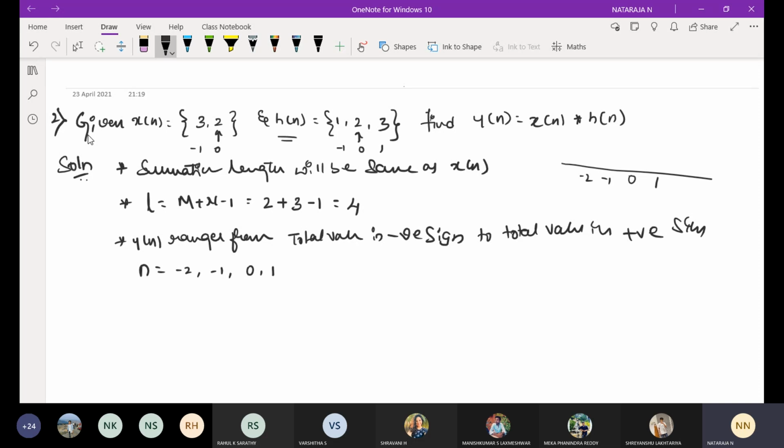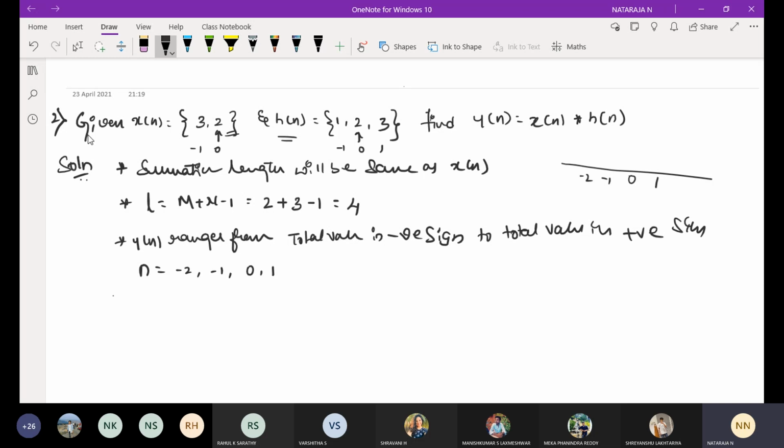Any doubts in finding y? No, sir. Okay, see here, on the left side we have 2 samples, that will be -2 and -1. Origin will be 0, and on the right side this signal doesn't have any samples, but here we have only 1, which I am going to take as 1. So n is equal to -2 to +1.